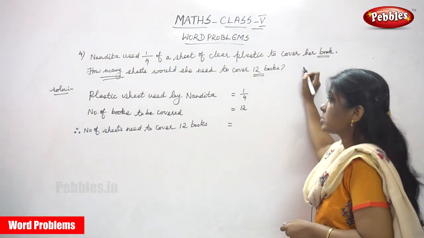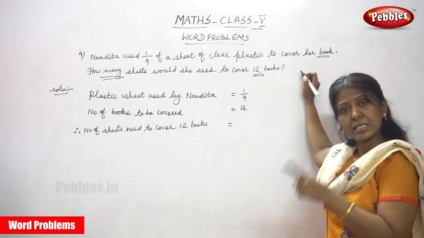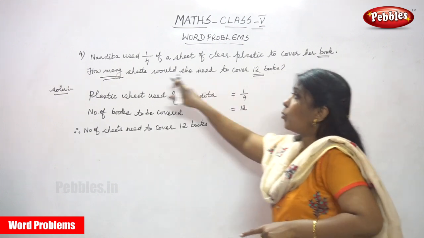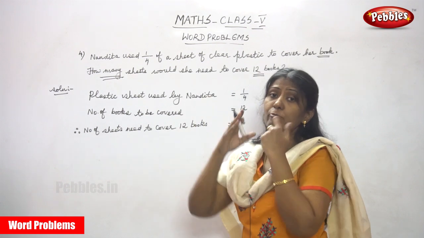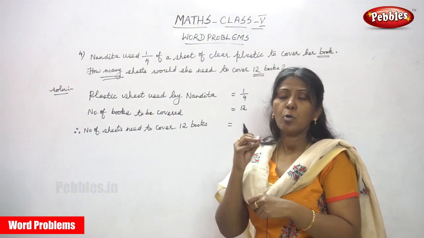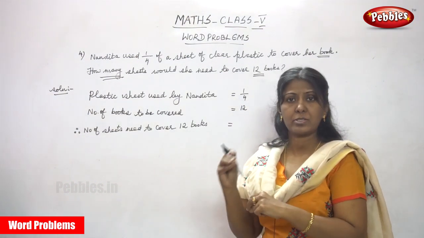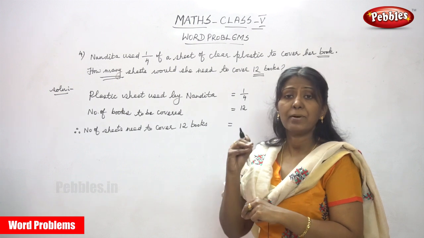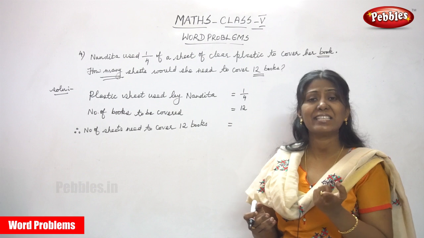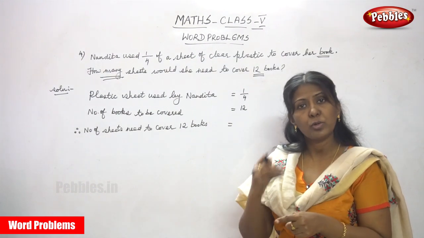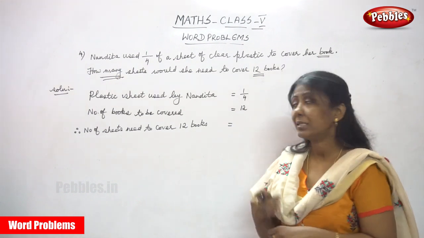She used to cover a single book. That means for a single book, how much portion of a sheet did she use? 1/4 of a sheet. She used 1/4 of a sheet for a book. But she has to cover how many books? 12 books. So one book needs 1/4 of a sheet. So you have to find out for 12 books how many sheets she needs to cover. How many sheets? That is very important.